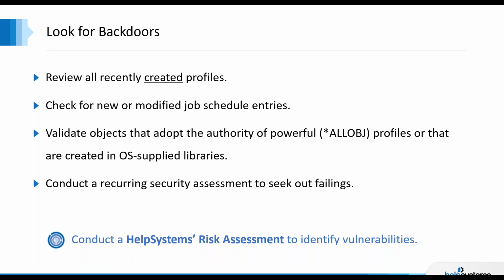If you have programs that adopt the authority of a powerful profile like all object, check to see that you know what that program does. Same thing with objects that are created in operating system libraries. We can help identify that through some of the reports in Compliance Monitor. The risk assessment down at the bottom here is another option. And really what we're trying to do is just make sure there's nothing being left on the system that is not part of the authorized function.